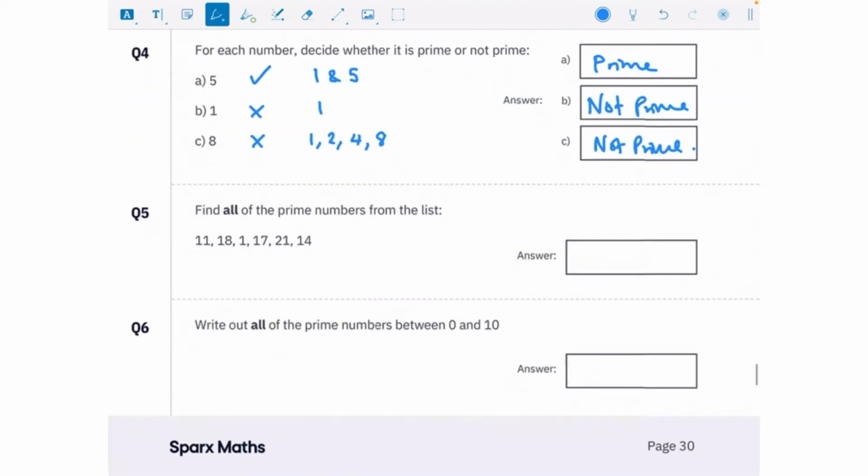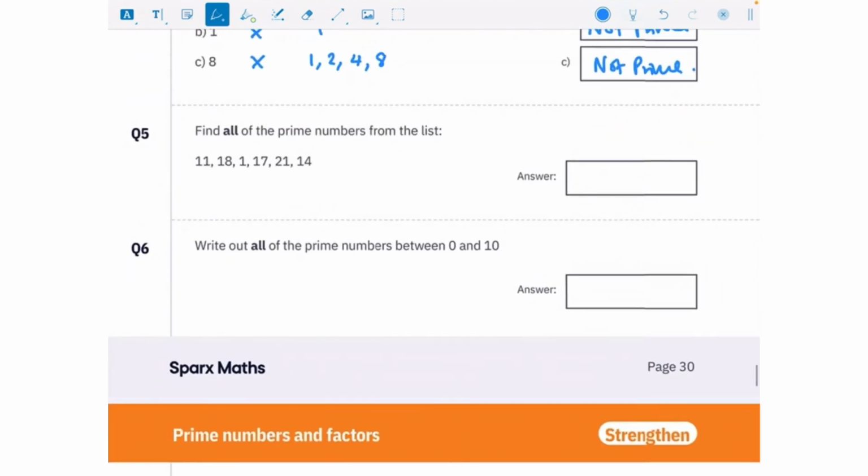Great. Question number 5, find all the prime numbers from the list. So we're looking for numbers that are only in the 1 times table and their own times table. So 11 is prime because it's only in the 1 times table and the 11 times table. 18 is not prime because it's in the 2 times table. 1 is only in the 1 times table, so that's not prime. It's got to be in the 1 times table and its own times table, and that can't be the same.